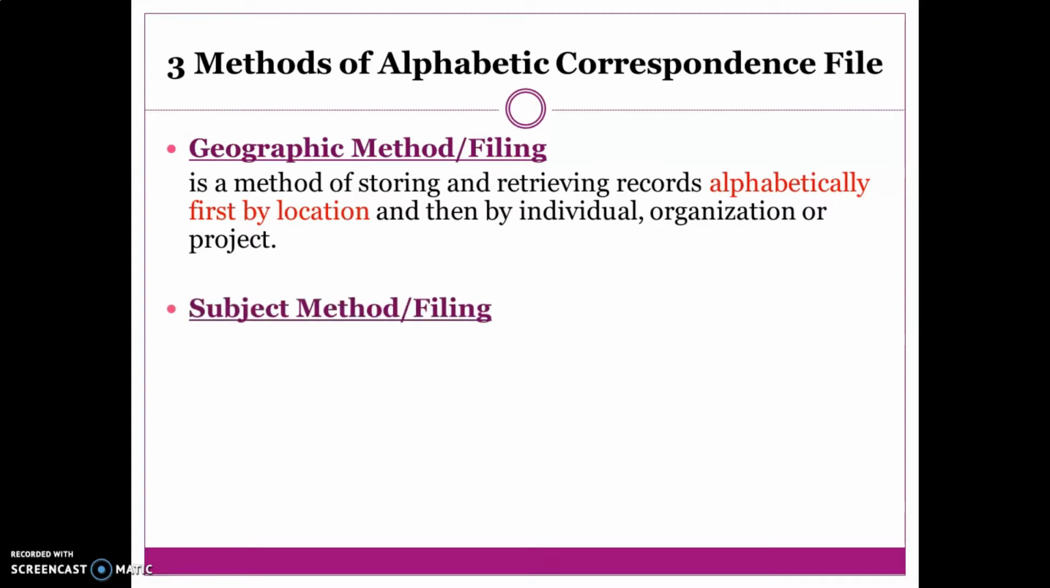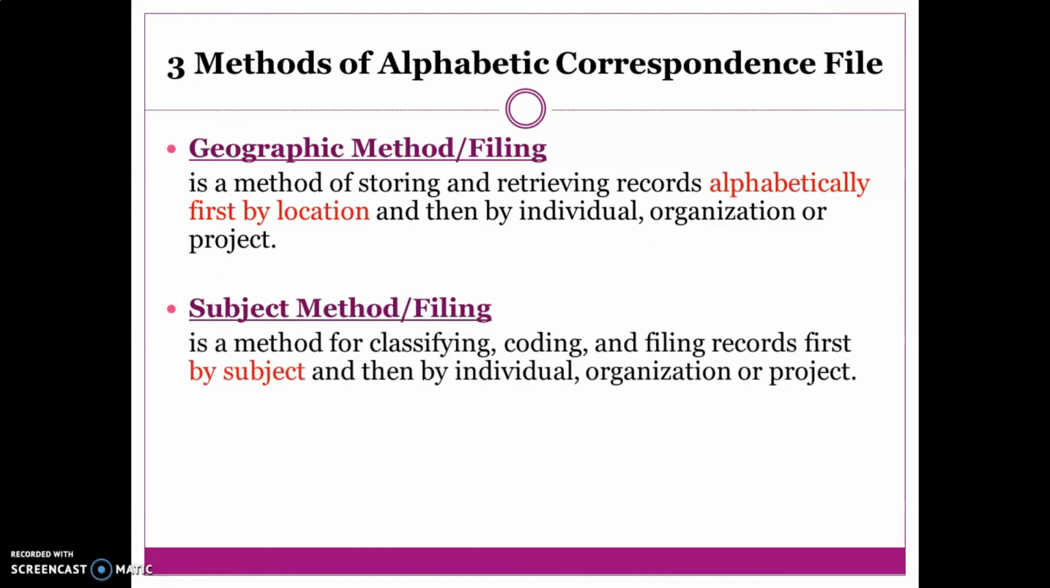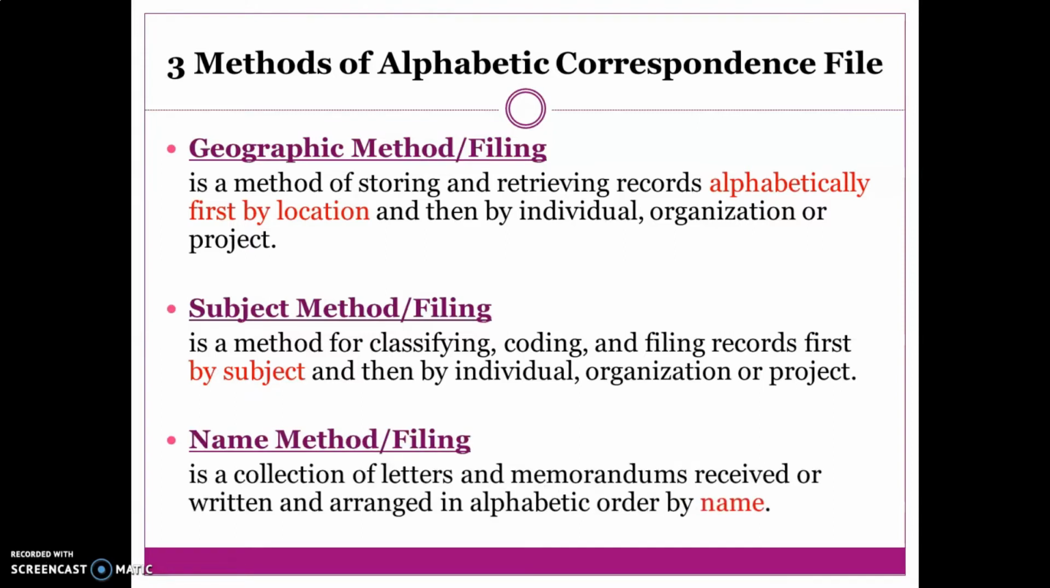The next one is the subject method, or subject filing, where we use the subject as the main record filing, followed by the names of the individual, organization, or project. In Bahasa Melayu we call it perkara. The next one is the name method, or name filing, where you arrange the letter or memorandum by the name of the individual stated in the letter.